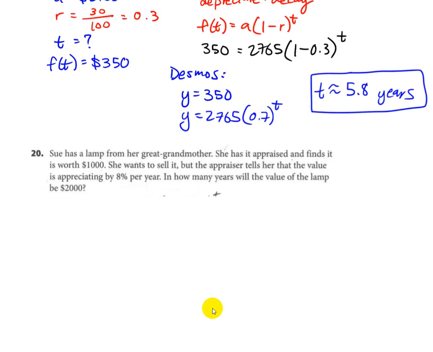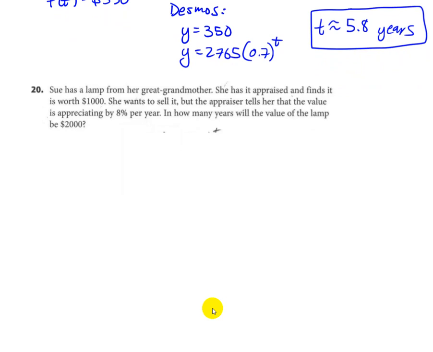So this last example, it says Sue has a lamp from her great grandmother. Okay, she has it appraised. So appraised, that's going to be something positive, and finds it is worth $1,000. So that's how much it's initially worth. Okay, so that's going to be $1,000. Okay, just ignore that for now.